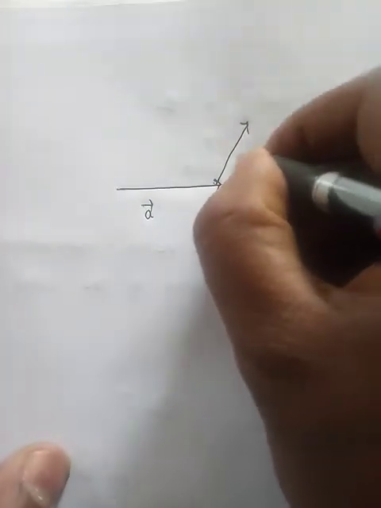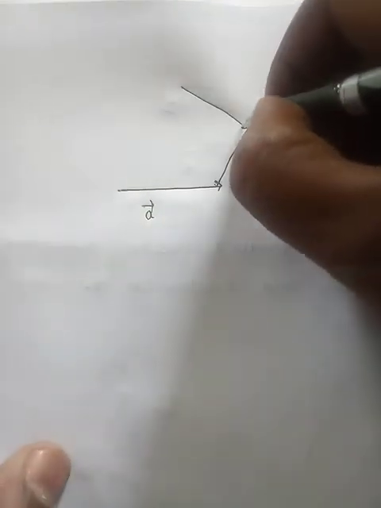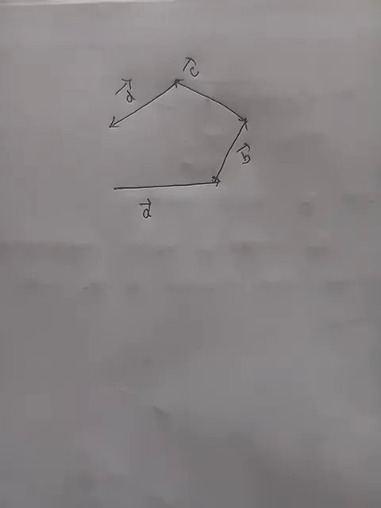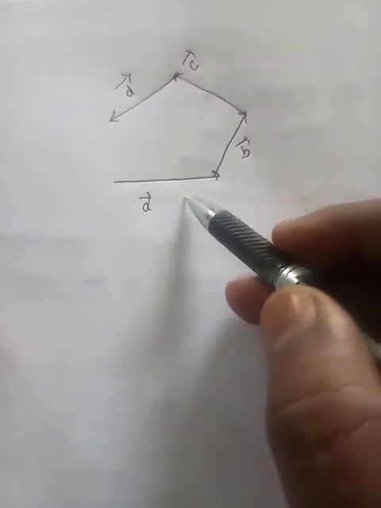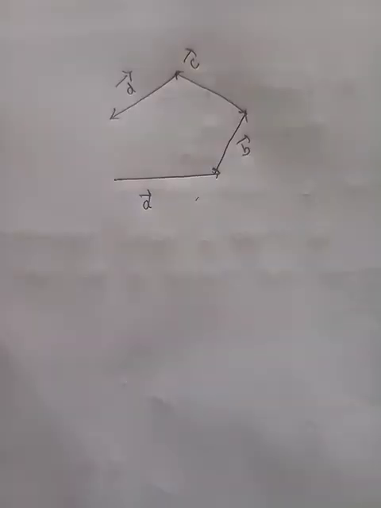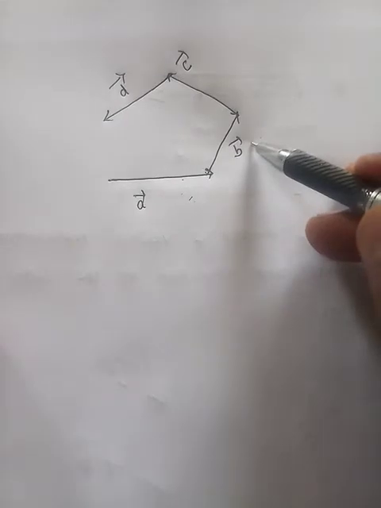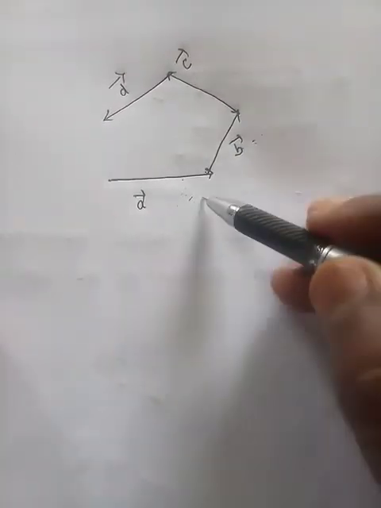This is A bar and this is B bar, C bar and D bar. Okay. Now, first let us take only 2 sides of a polygon. Means these 2 sides represent 2 vectors having magnitude and direction.